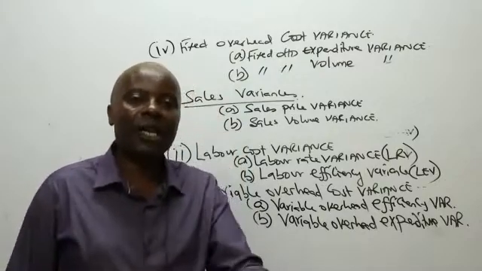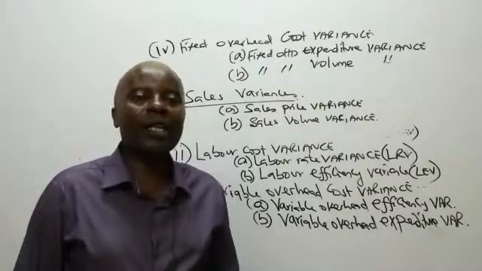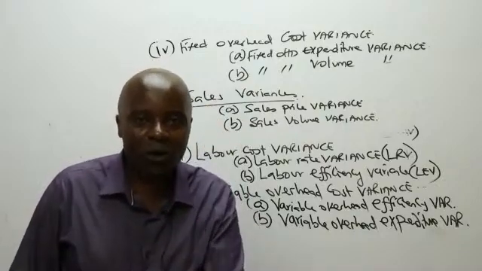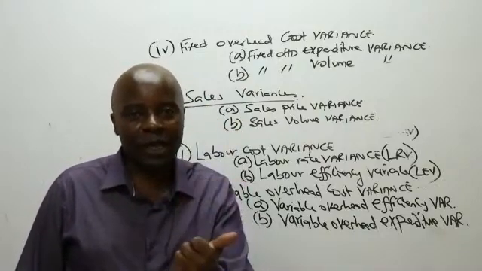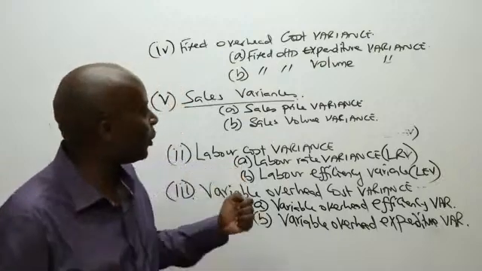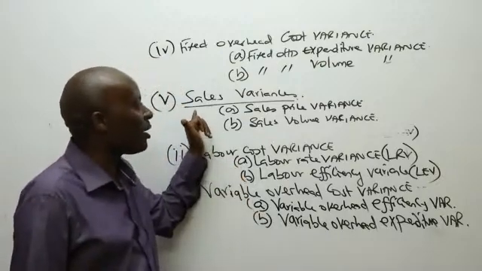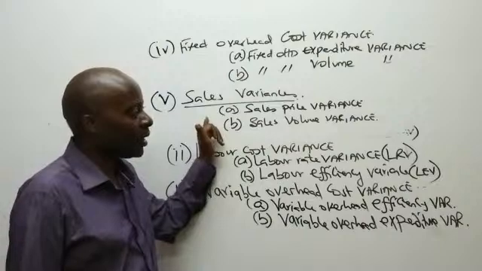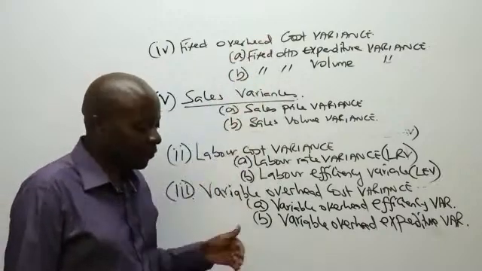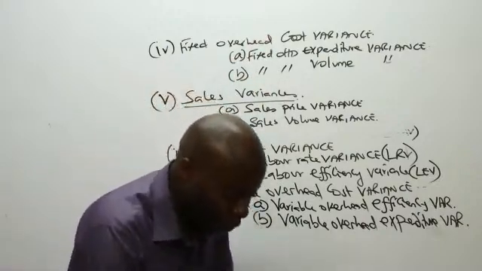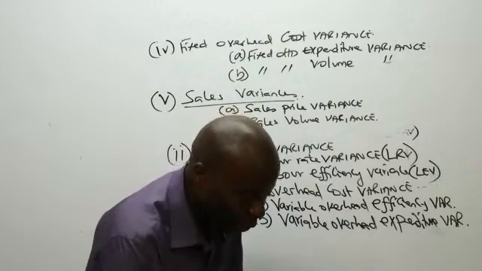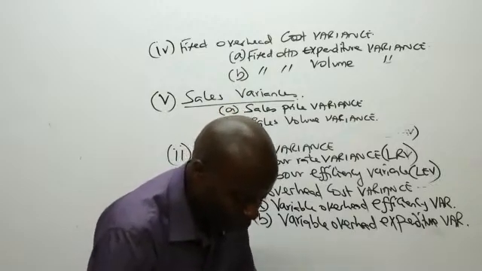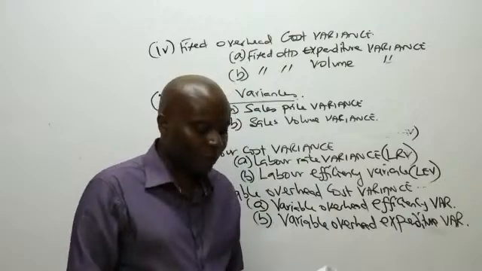Material cost variance, we have the labor cost variance, we have the variable overhead cost variance, we have the fixed overhead cost variance, and then we have what we are calling here the sales variances. So for me to be able to repeat this very fast in a better way, which will be beneficial to everyone, I would want us to look at a past paper question, which is November 2017.